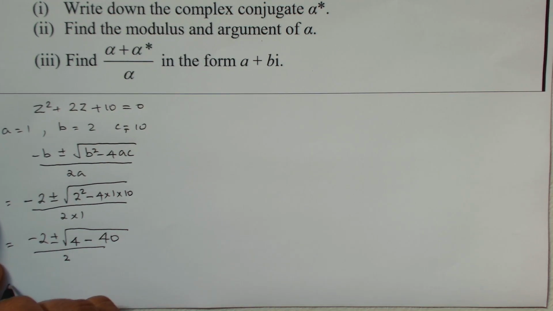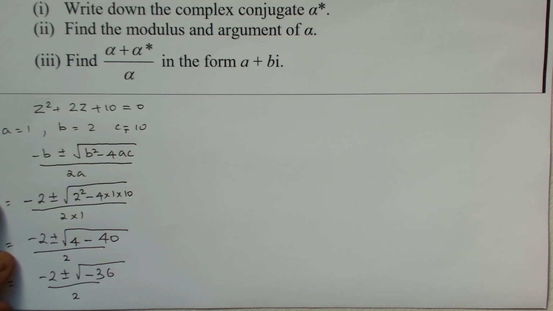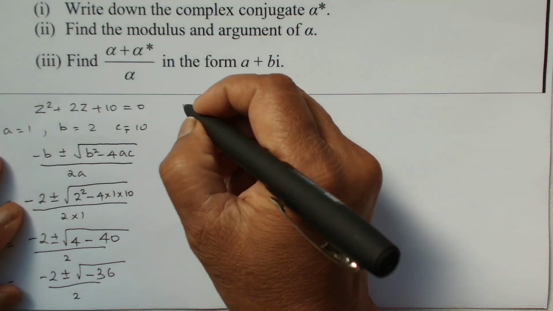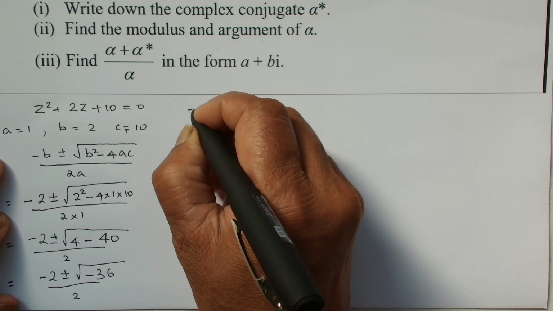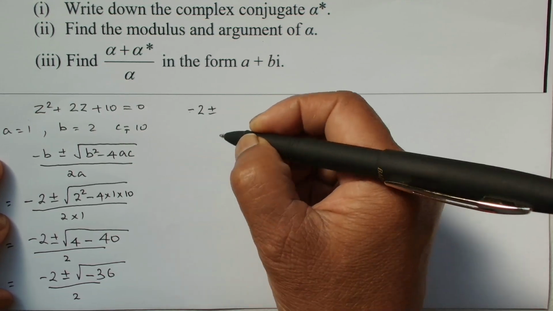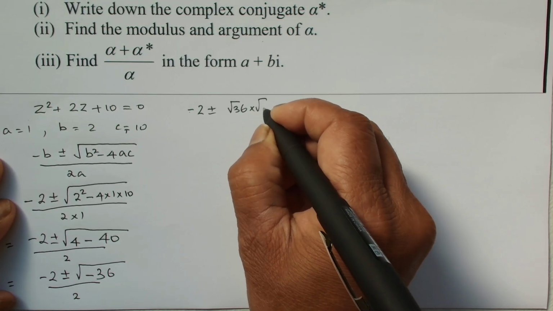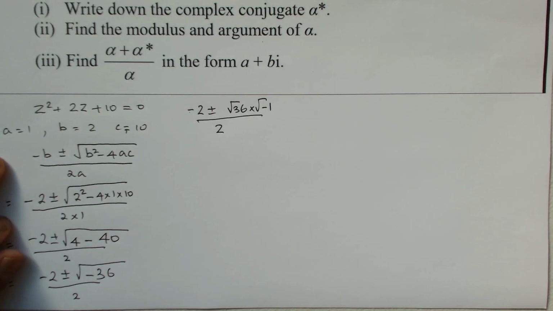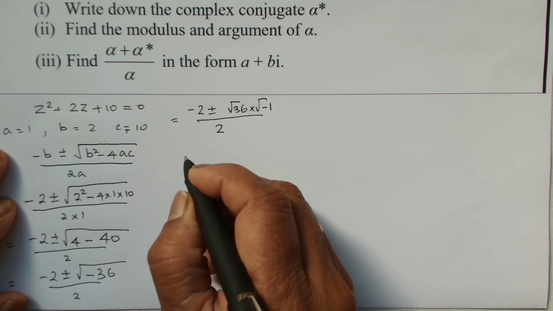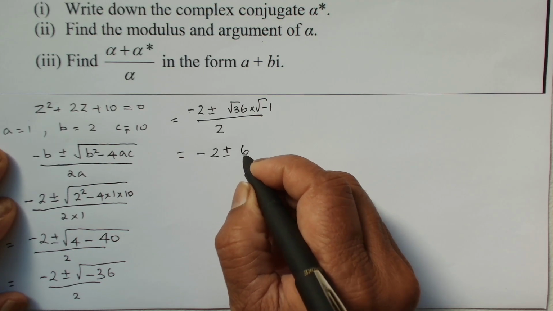That will give the answer minus 2 plus or minus the square root of minus 36, divided by 2. Therefore, the answer for this one is minus 2 plus or minus, I'm going to write 36 multiplied by minus 1, everything divided by 2. So this is going to give us minus 2 plus or minus 6 root minus 1.